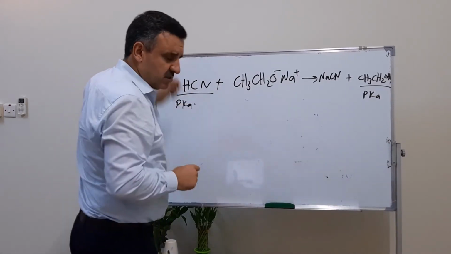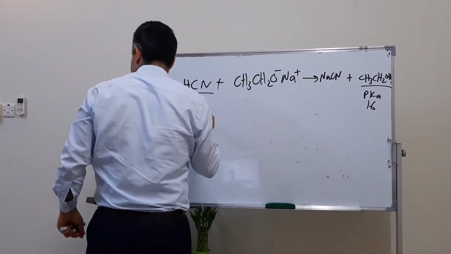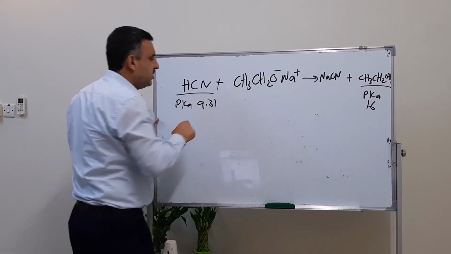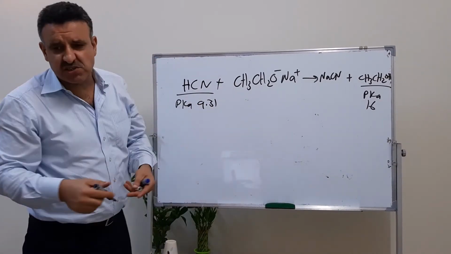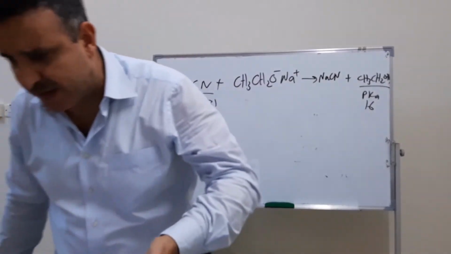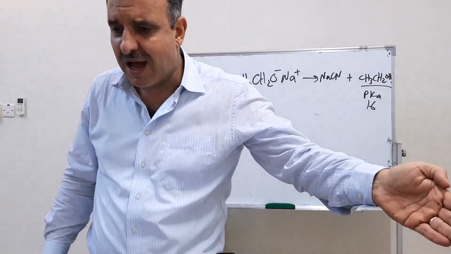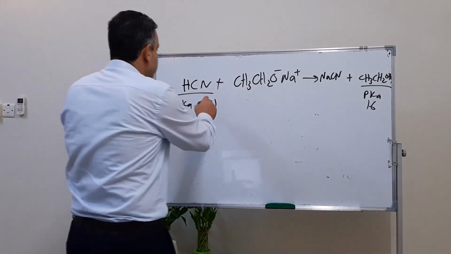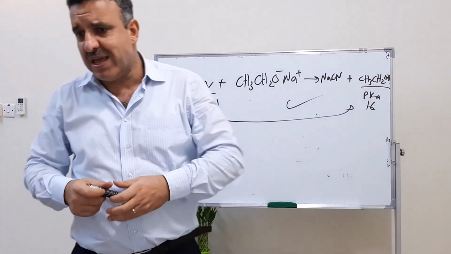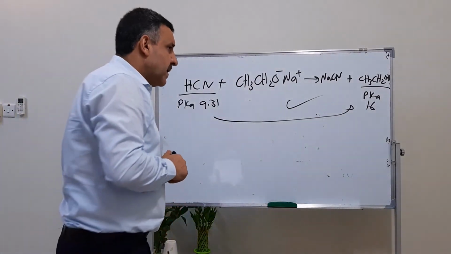Ethanol is 16, and the pKa of HCN is 9.31. Now what do you think, very quickly, will this reaction take place or not? What we said about acid-base reactions is that they always go from the high pKa side to the low pKa side. See, for sure it will go, and it will go significantly, because you may calculate what we call the K equilibrium.